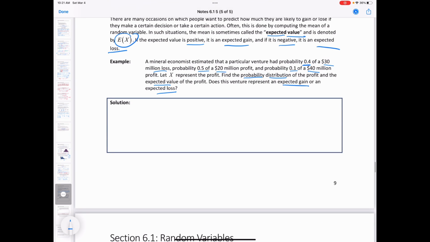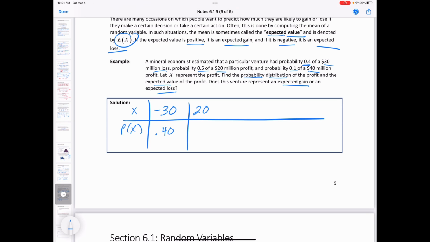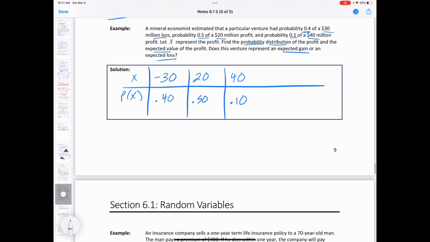So here's what I'm going to do. X and P of X. Now, worst case, we can lose 30 million. So negative 30. Remember I told you X could be negative. There's a 40% chance of that. $20 million profit, there's a 50% chance of that. $40 million profit, there's a 10% chance of that. And what we're going to do is just find mu of X or E of X. Both things mean the same.